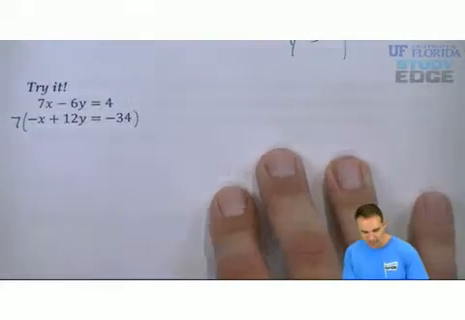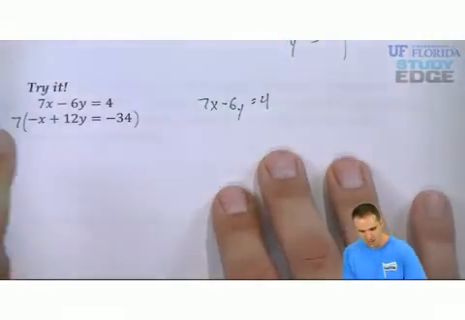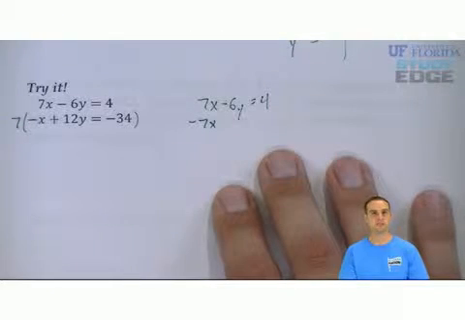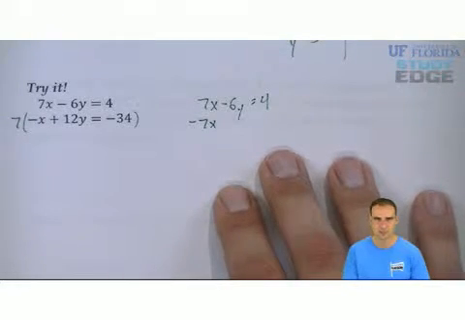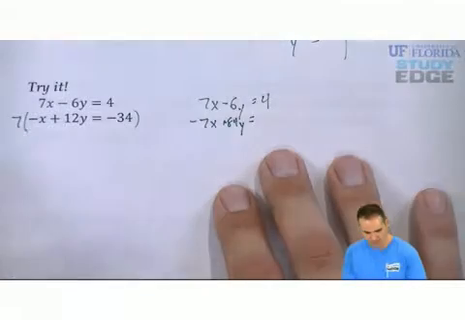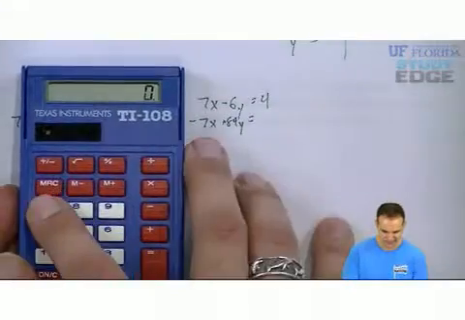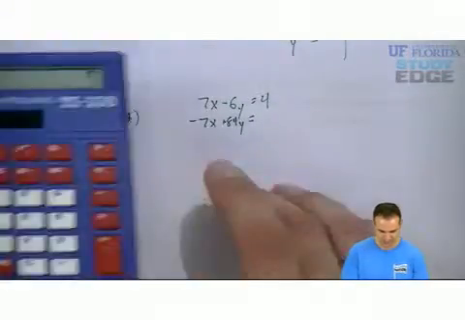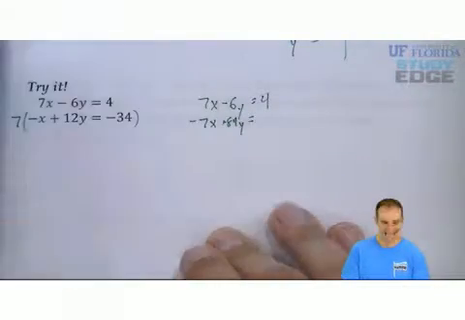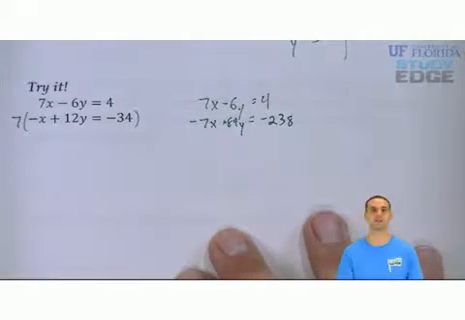In doing so, the top equation I leave alone. The bottom equation will be negative 7x. 7 times 12, that's a big number. That'll be 84y equals 7 times 34. We're definitely breaking out the calculator now. 7 times negative 34. 34, make it a negative. You get negative 238. Ouch.